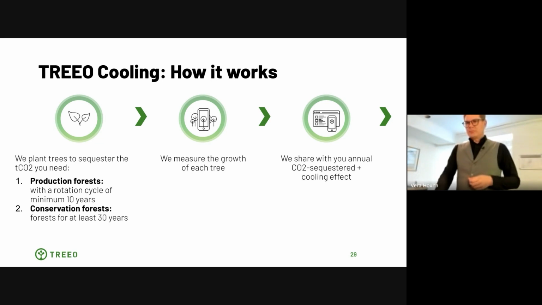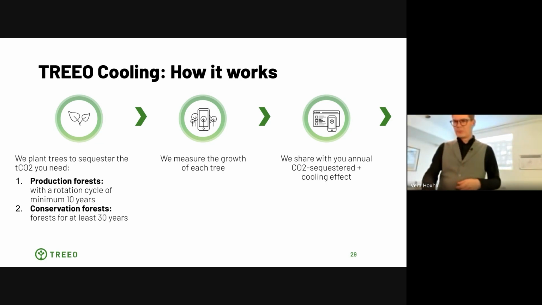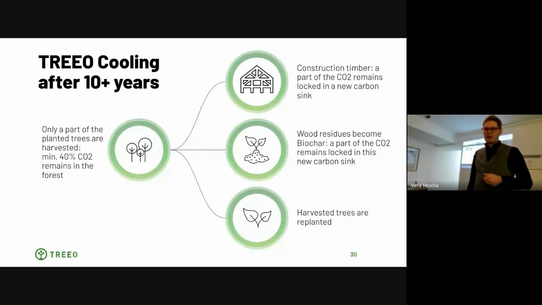Then after planting, we measure the growth of the trees. And if trees are big enough, typically after 2, 3, latest 5 years, with the diameter of the trees of 2 to 5 centimeters, we then can do real carbon accounting because we can measure the DBH, the diameter at breast height of trees, calculate the biomass and the CO2, and this we report then to you, the sequestered carbon and the cooling effect. For production forest, the big question is always, what happens after 10 years?